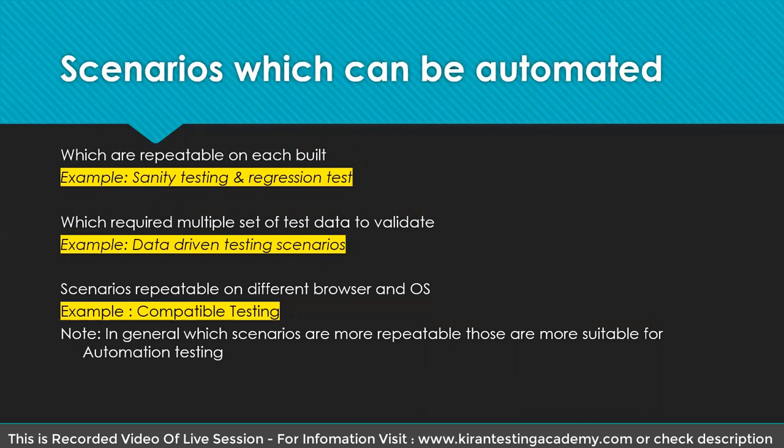Next, compatibility testing, testing the same kind of activity on different browsers or different operating systems. Again, that is also a repeatable activity. So we have understood that the points which are repeating, or the test cases which are repeating, or the functionalities which are repeating, that is quite suitable for automation testing.